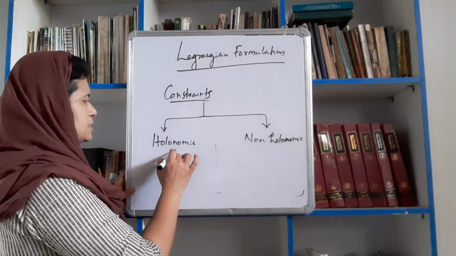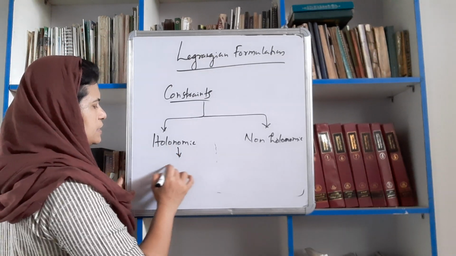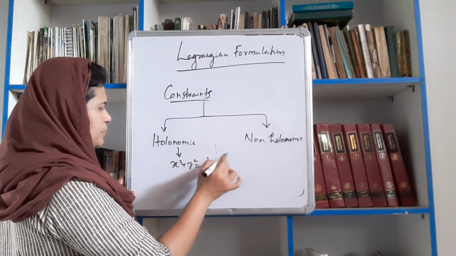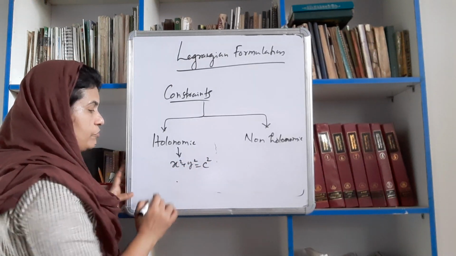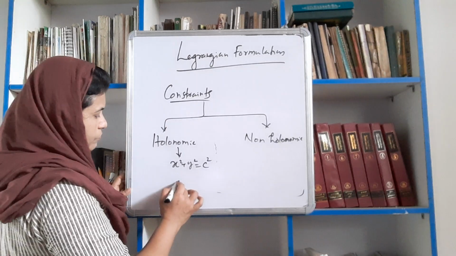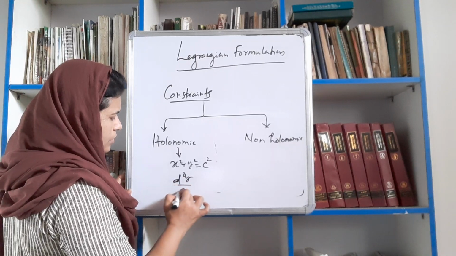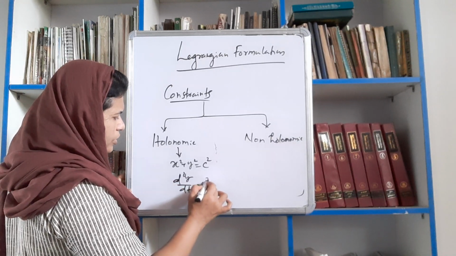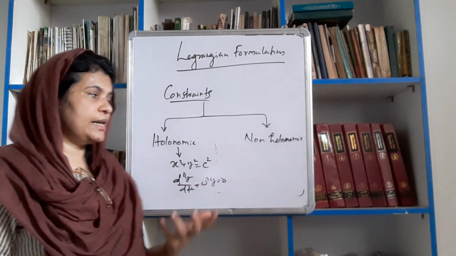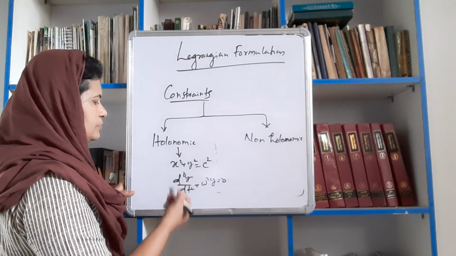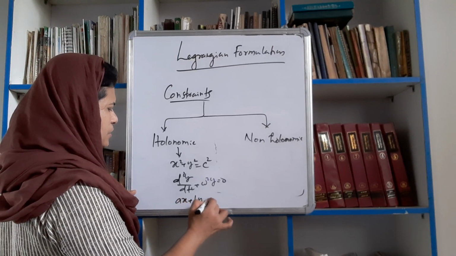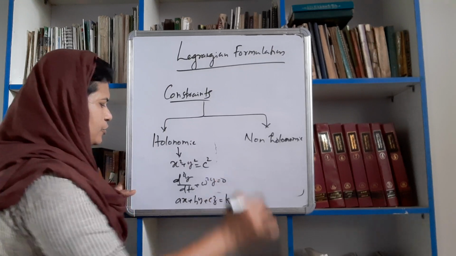And holonomic constraints are, for example, consider an equation of a sphere, x square plus y square is equal to c square. Or another equation of a simple pendulum. What is the equation of a simple pendulum? Second order differential equation of a simple pendulum, d square y by dt square plus omega square y is equal to 0. This is the second order differential equation of a simple pendulum. And another equation of a plane, ax plus by plus cz is equal to k. It is an equation of plane.